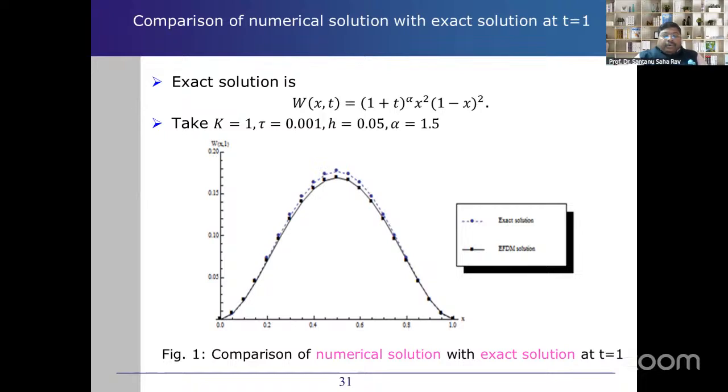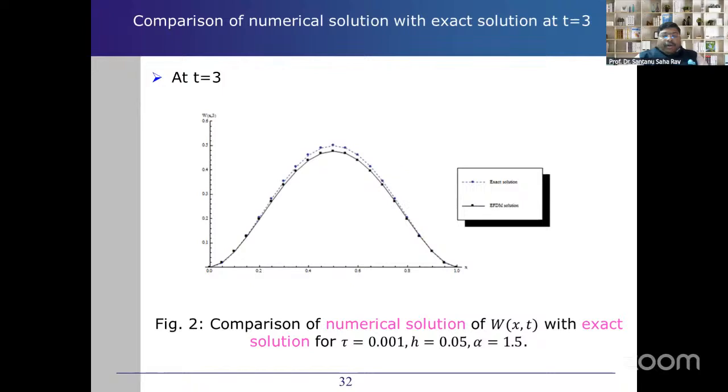So figure 1 shows the comparison of the numerical solution with the exact solution for time t. You can see that there is a very good, near agreement between the two solutions. Here, figure 3 represents the comparison of the numerical solution and the exact solution for alpha equal to 1.5 and for t equal to t.